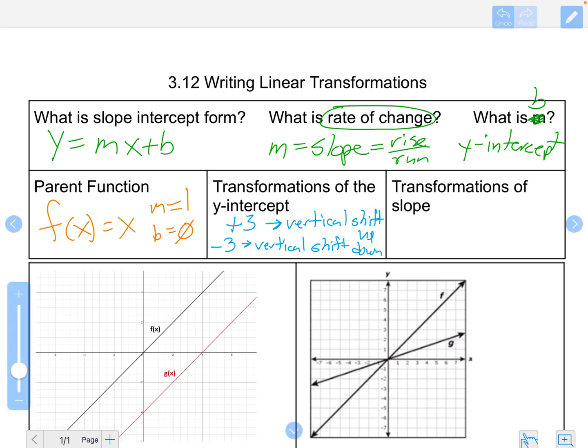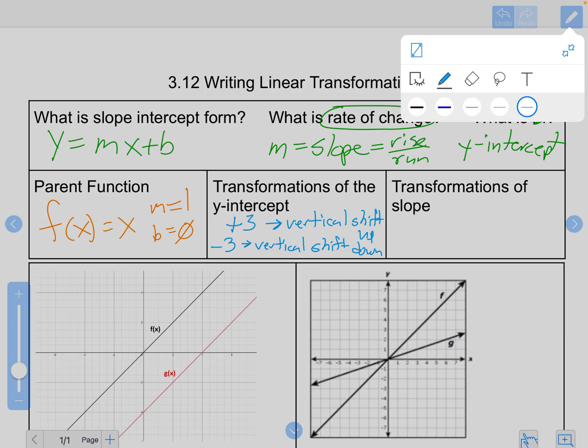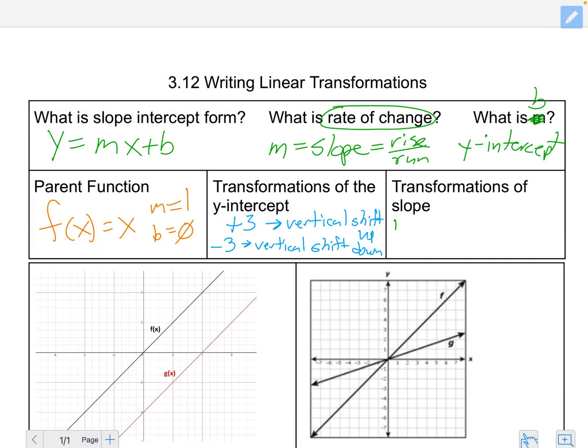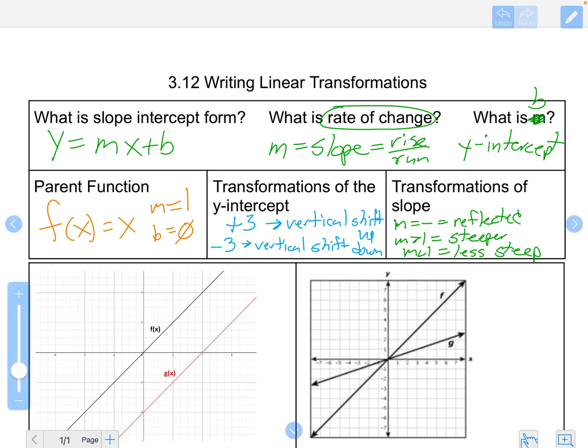And then we know that for our transformations of slope, if our m is negative, that equals reflected. If our m is greater than 1, that's going to be more steep or steeper. And if our m is less than 1, it's going to be less steep. And so those are the basic transformations that we will see as we are doing linear transformations.